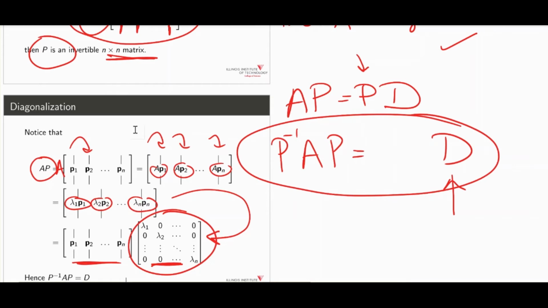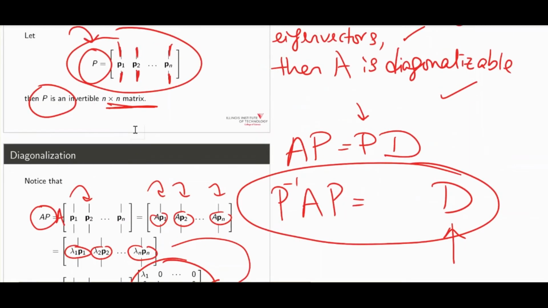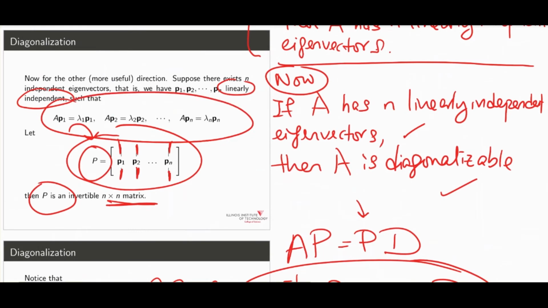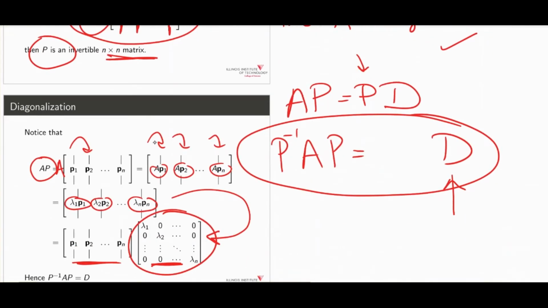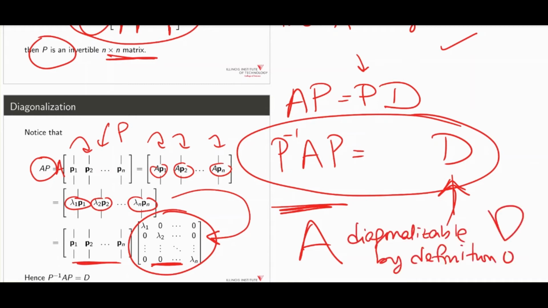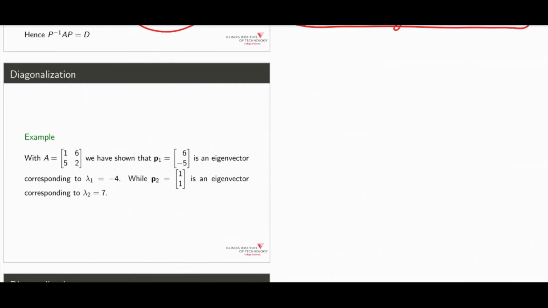So now you know that by placing the eigenvectors as the columns of this matrix P, it will give you P inverse AP equals D. And by definition, that means that A is invertible. All right, A invertible by definition. Have to say invertible? No, I mean A diagonalizable. A diagonalizable by definition.